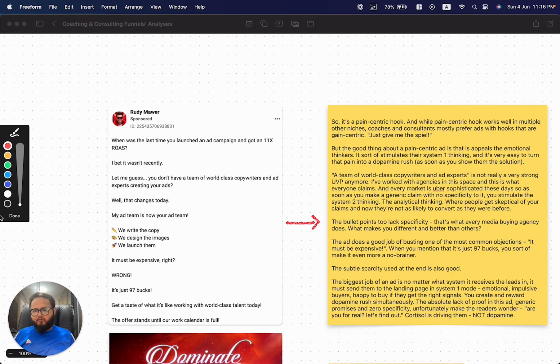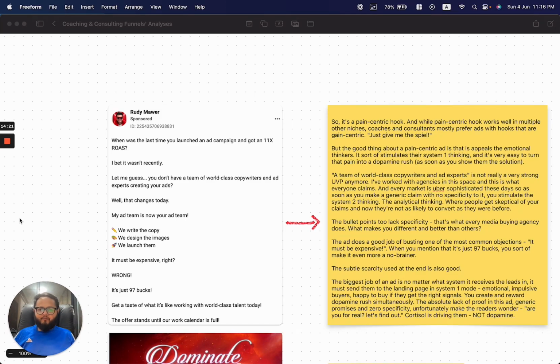Now to conclude, I would say that the biggest job of an ad is, no matter what system it receives the leads in, it must send them to the landing page in System 1 mode, which is emotional, impulsive buyers who are happy to buy if they get the right signals. So what a Facebook ad should do is make sure that no matter what system leads arrived in, it sends them to the landing page in System 1. Because you have to send them to your landing page in a happy, positive, and productive mode, or they're not going to take action. Facebook ad takes them from point A to point H, maybe.